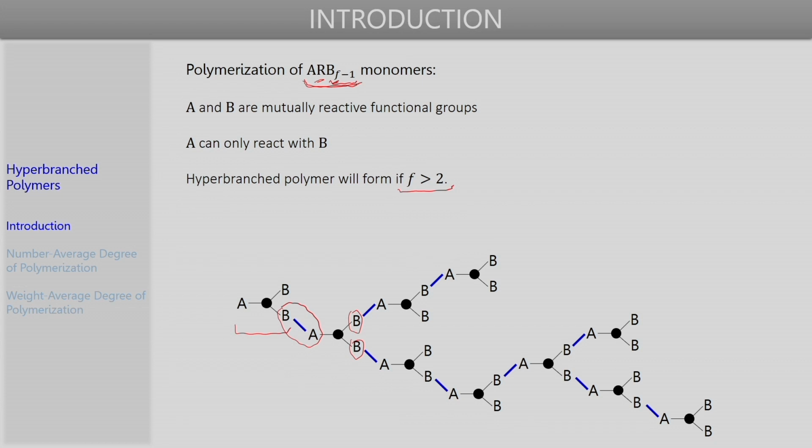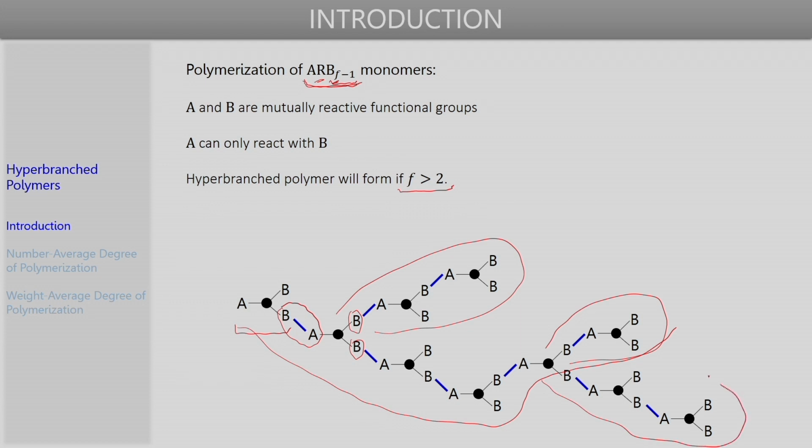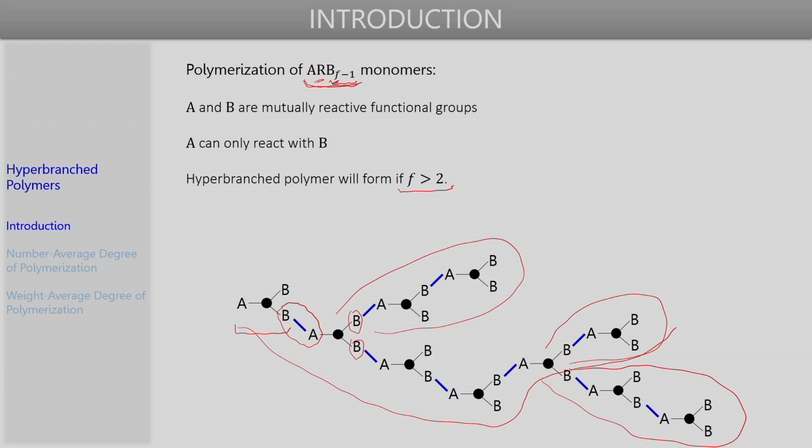So, even for this simple case, we can see that we have branching over here as well as a small branch over here, or if we consider this to be the main chain, then instead this can be considered as a branch. So, in any case, if this reaction proceeds further, then we will have a polymer molecule that will be highly branched, and that basically can be referred to as a hyperbranched polymer.